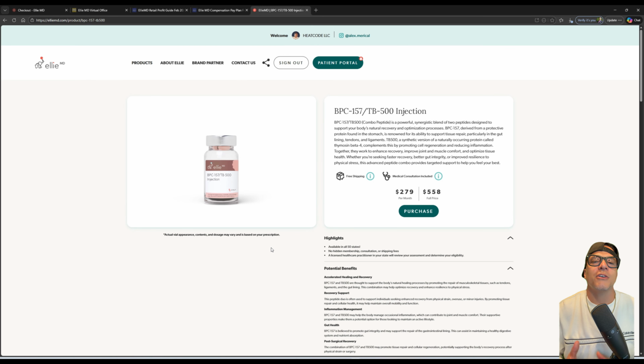Now, I chose to speak about the BPC and the TB right after the GHK because if you ever hear the phrase glow stack, it's referencing stacking GHK-Cu copper peptide, BPC 157, and TB 500. The term glow is allegedly used because your skin starts glowing from the inside out. It's amazing. This is my favorite by far, favorite combo to stack on top.